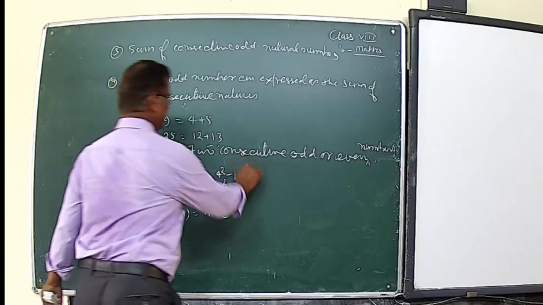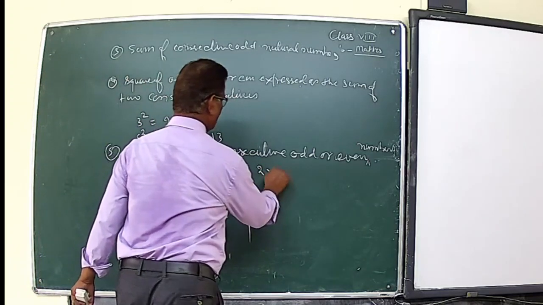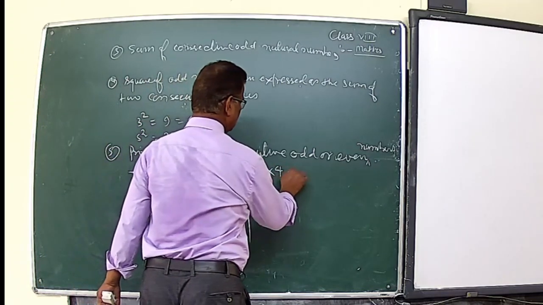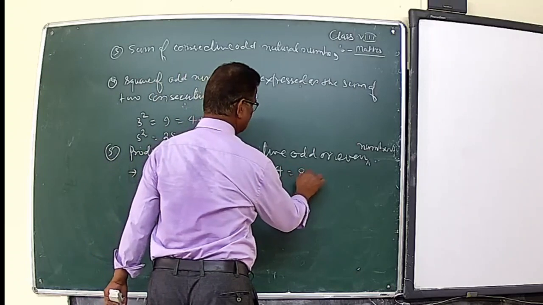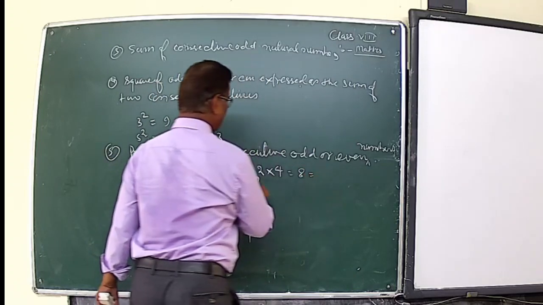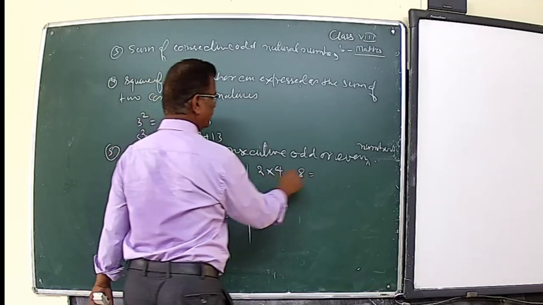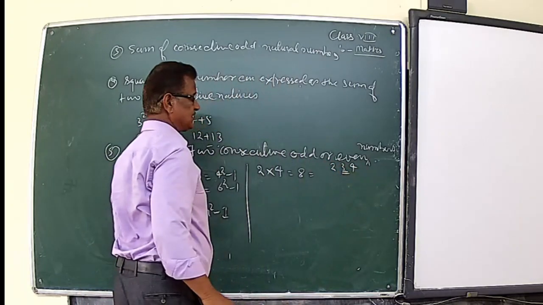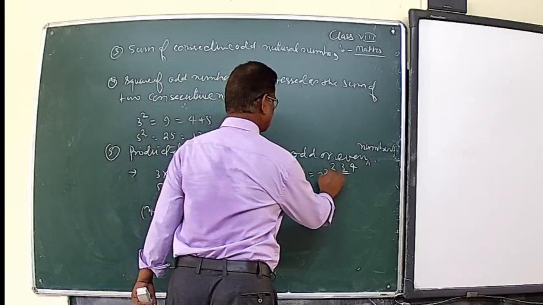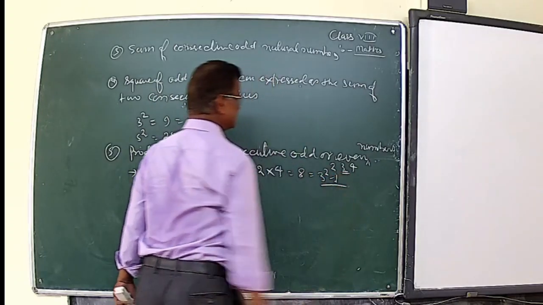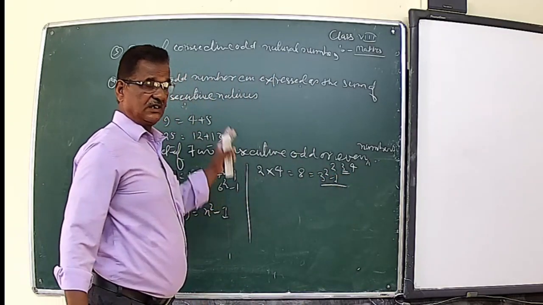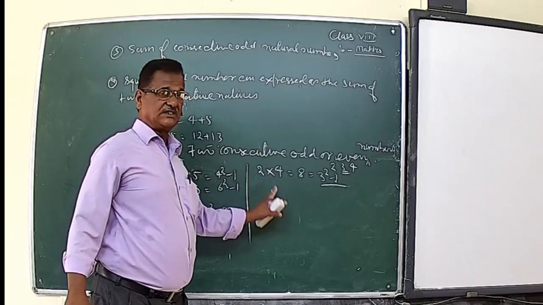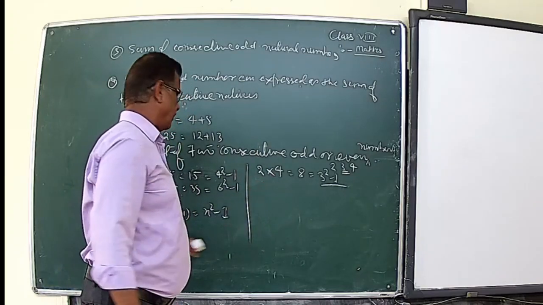If you take even numbers, 2 into 4 is equal to 8. The number lying between 2 and 4 is 3. Then 3 square minus 1. It is 1 less than the square of the number lying between them. This is the general form.